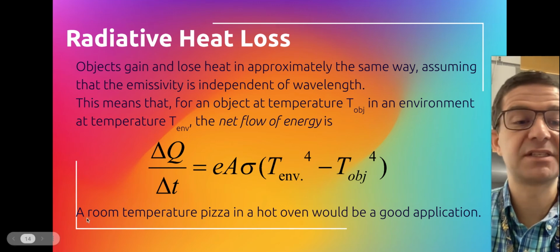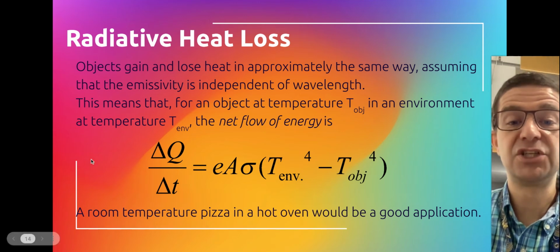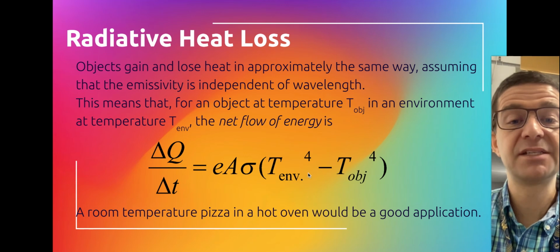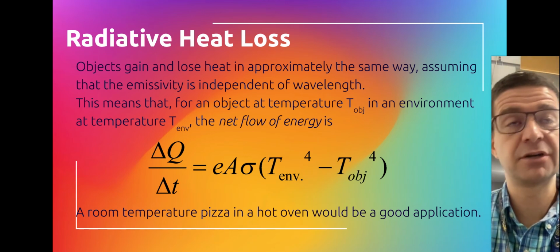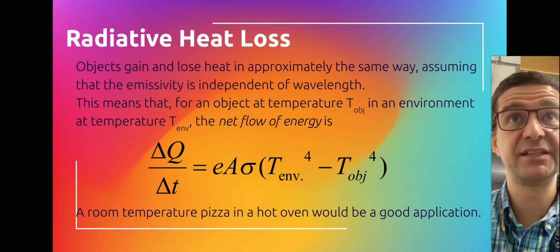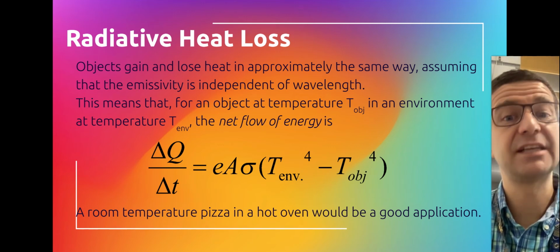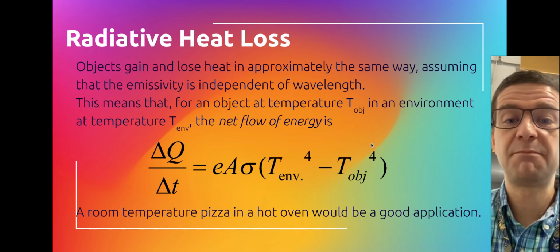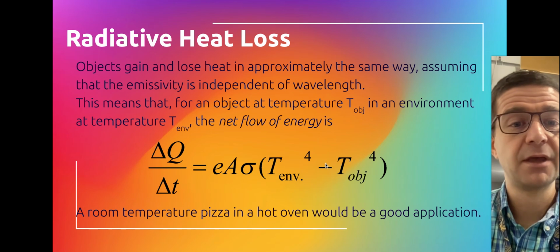A good way to think about this is to think about what happens when you put a room temperature pizza into a hot oven. In this case, the environment would be the oven, which you've prepared at a high temperature. Maybe about 300 degrees Celsius, or about 600 Kelvin. And the pizza at room temperature would be at around 300 Kelvin.